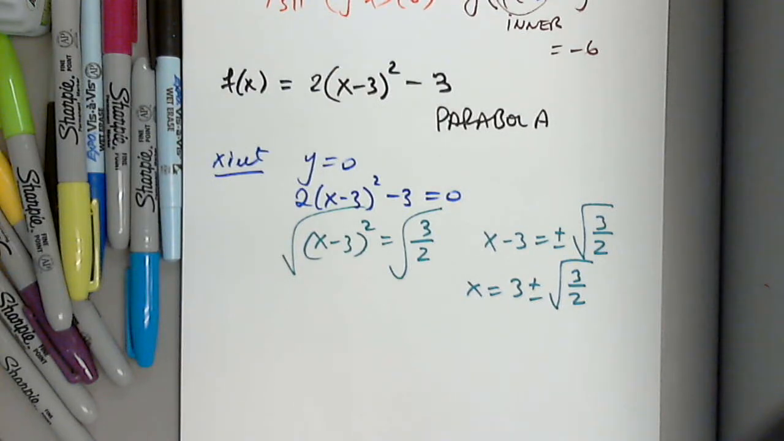Perfect. So let's plug it in. So 3 plus the square root of 1.5 and 3 minus the square root of 1.5. So 3 plus the square root of 1.5, that's 3 over 2. And the other one with minus.